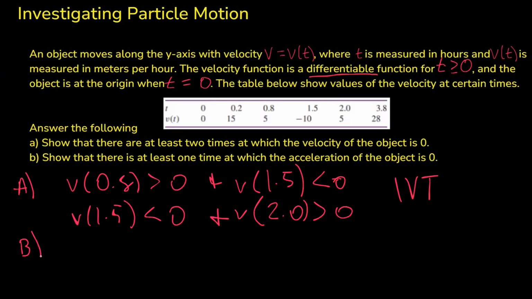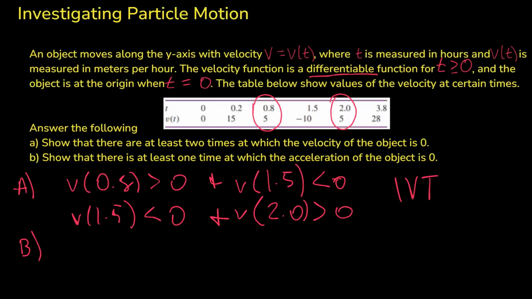For part B, we want to show that there's at least one time at which the acceleration of the object is 0. If I look at these 2 points right here at 0.8 and 2.0 hours, notice they have the same velocity. So since the velocity function is differentiable for t greater than or equal to 0, the function is continuous on the interval 0.8 to 2.0.